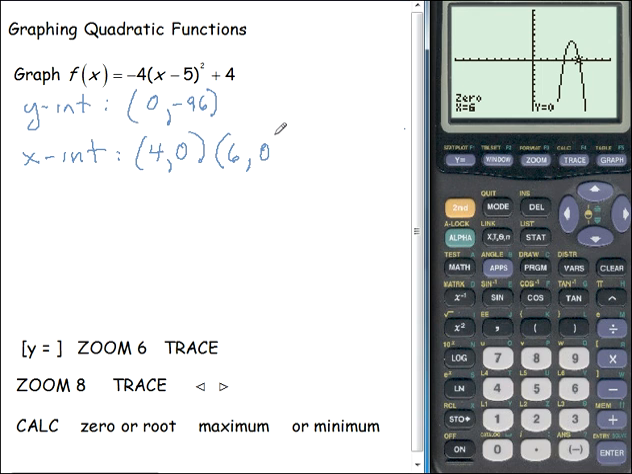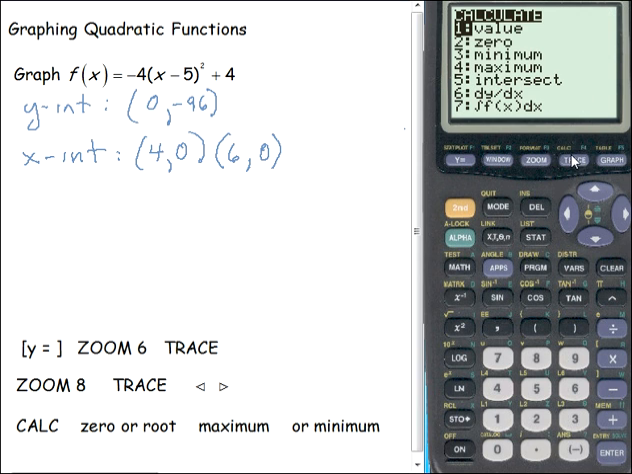Alright, the other things that we can find while we're still in this Zoom 6 screen are the value of the maximum or minimum. And this particular function is opening downward, and so it has a maximum. And you probably saw that on the calc function. And so we'll go down to number 4, the max.